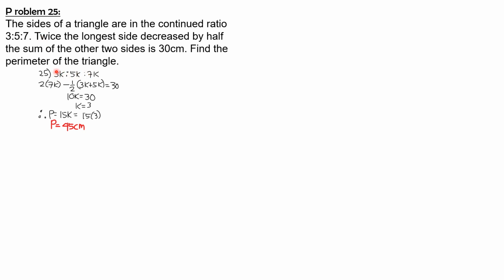This is the shortest side and this is the longest side. So it is stated that twice the longest side decreased by half the sum of the other two sides is 30 cm. So 2 times the longest side 7k minus 1/2 the sum of the other two sides 3k and 5k equals 30. 14k minus 4k is 10k equals 30, so k is 3. Therefore, the perimeter is 3k plus 5k plus 7k, that's 15k. So 15 times 3 is 45 cm.